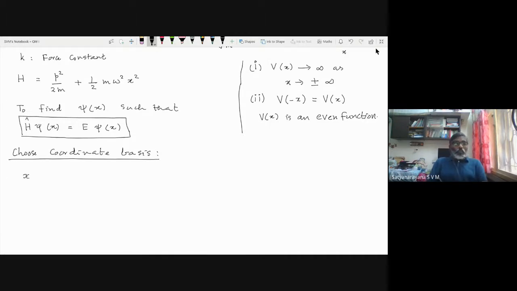in this coordinate basis the x operator operating on some arbitrary phi of x will simply be x multiplied by phi of x, and the p operator operating on an arbitrary phi of x will be equal to h bar divided by i into d phi of x by dx. So this is the operator correspondence with respect to the coordinate basis, and we are going to choose the coordinate basis, so we will use this operator correspondence.